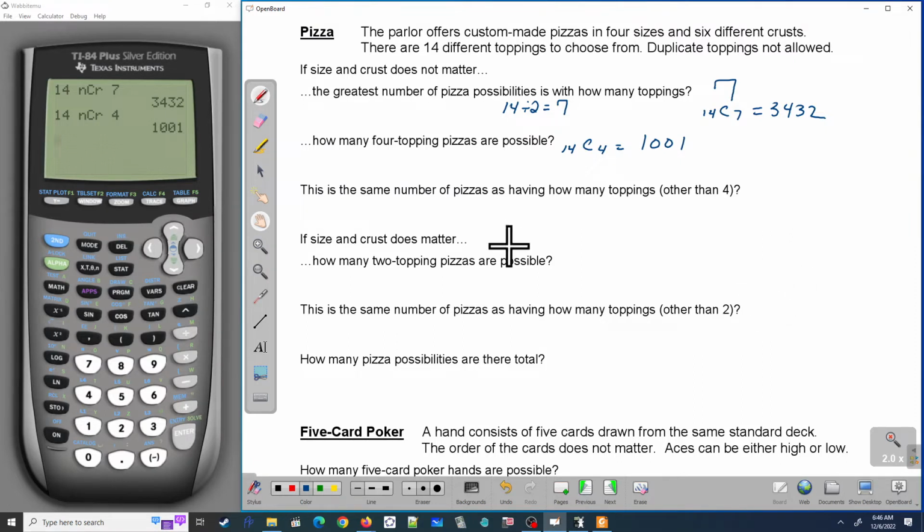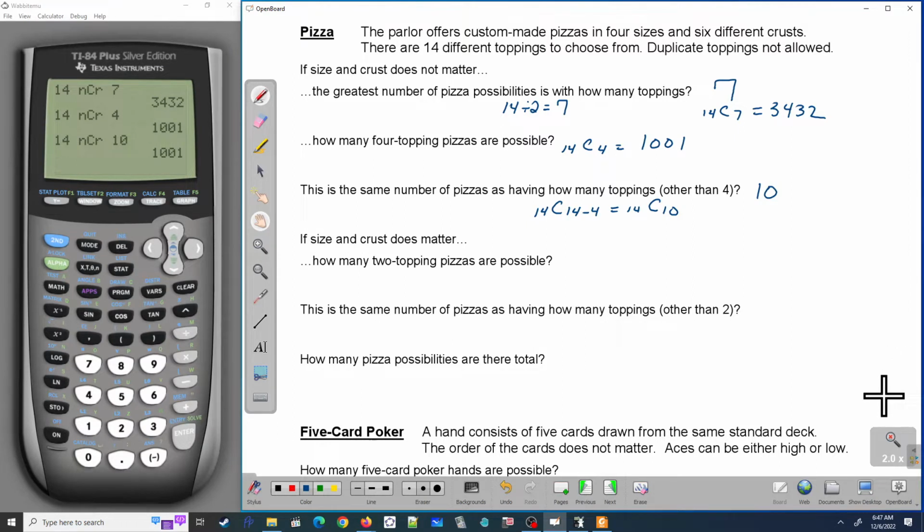And the next question says, this is the same number of pizzas as having how many toppings other than 4? And what we're trying to get back to is, we've learned that if you take 14C4, which is 14C(14 minus 4), in this case 14C10, you will still have the same number of pizzas as if you had 4 out of the 14. And for that reason, if you choose 4, you leave 10 off. And so the answer to this question was 10.